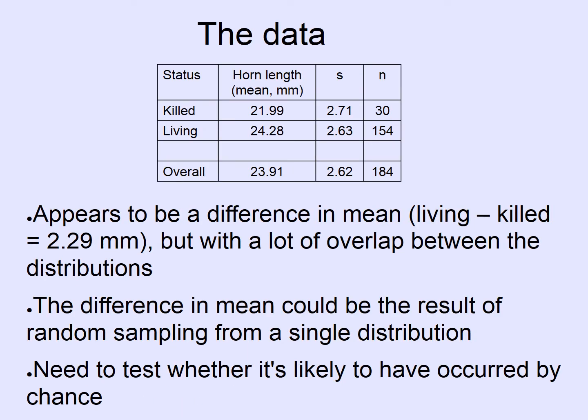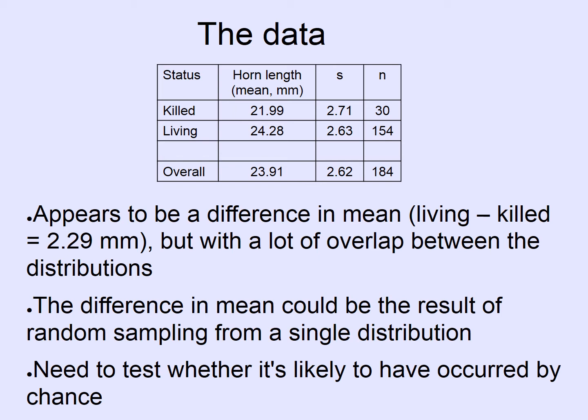Here's the data. Okay, let's see what we got here. The killed, the ones that were impaled, had a horn length mean of 21.99 with a standard deviation of 2.71. The living lizards had a horn length of 24.28 with a standard deviation of 2.63. Notice we don't have even sample size here. Sometimes that's not what we're aiming for. But usually our t-tests are pretty robust to unbalanced design, but we prefer balanced design. But this is what we found out in the field.